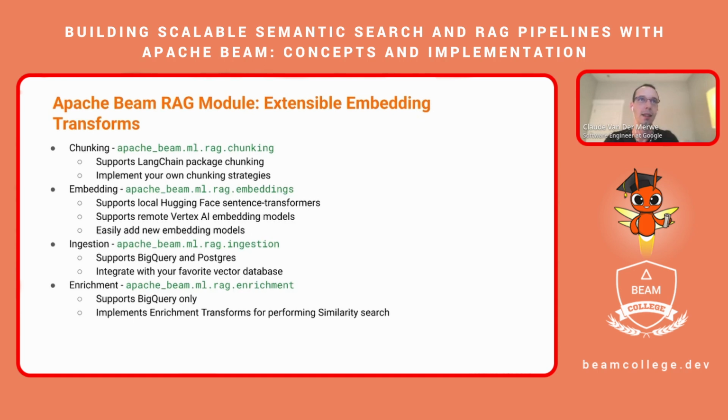Chunking currently supports the LangChain package. Embedding, we currently support local Hugging Face models and Vertex AI embedding models. Ingestion, currently supported is BigQuery and Postgres. And enrichment, also known as vector search, we only support BigQuery. But if you feel there's anything you'd like to see here, feel free to implement your own vector databases, chunking strategies, or embedding models.